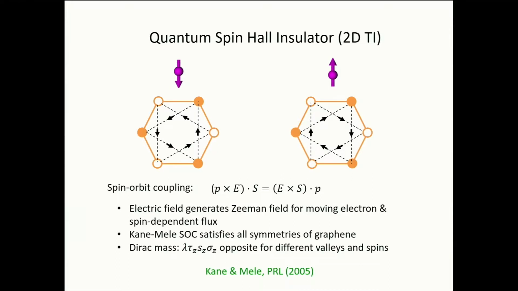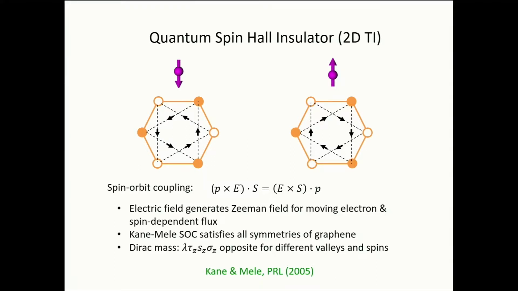So the spin-orbit coupling microscopically for an electron moving in the presence of an electric field, let's say coming from the ions, the ion potentials, is of this form. It's P cross E dot S. So that's why we think of spin-orbit coupling as a relativistic effect that an electric field acting on a moving electron generates a Zeeman field that couples to the spin. Right? But the same term can also be written in this way, E cross S dot P.